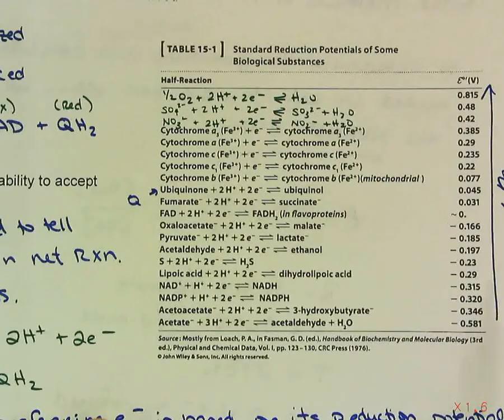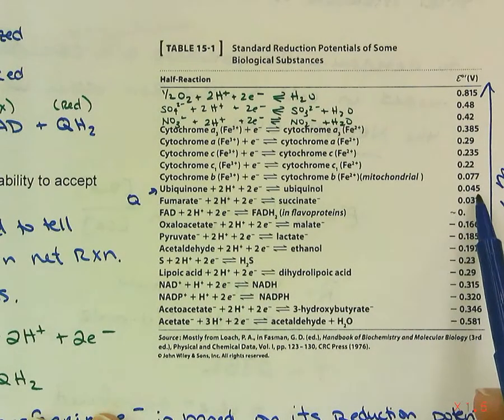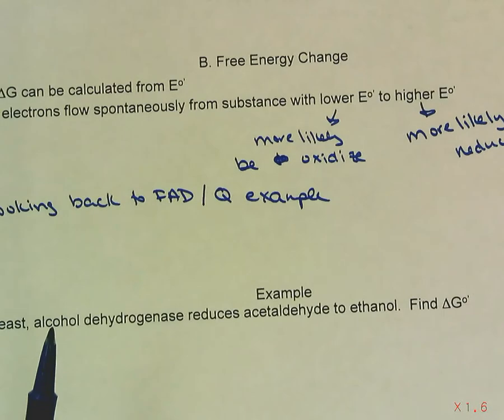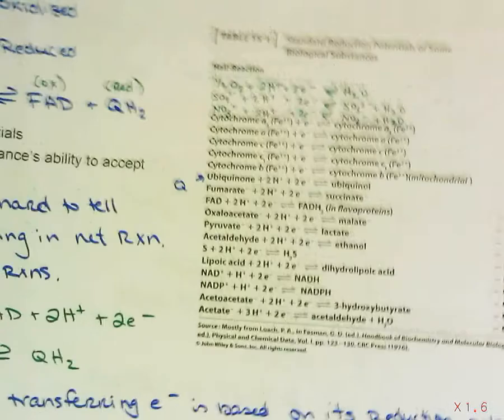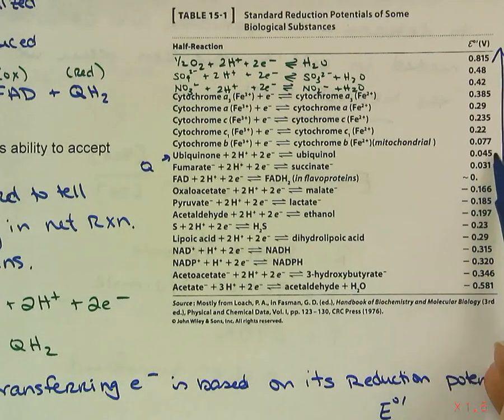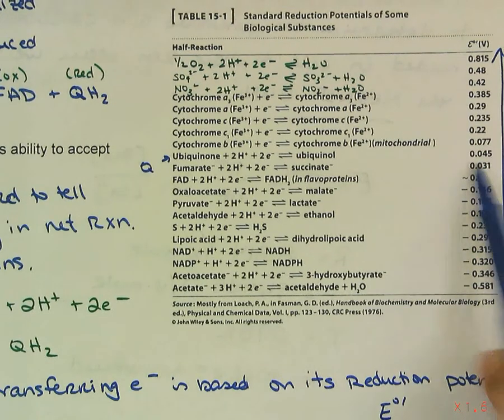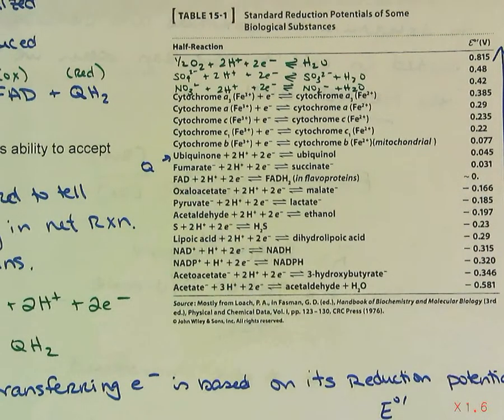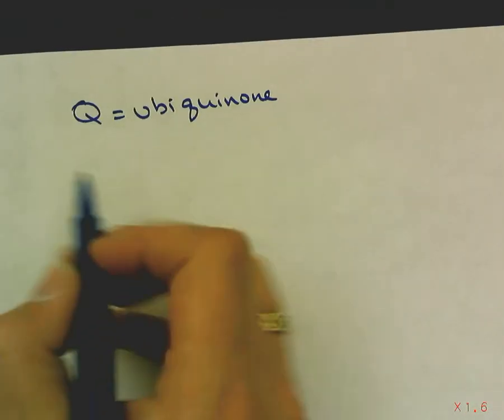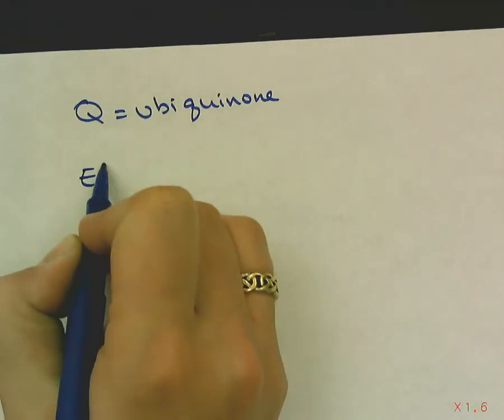So its half reaction has an E standard state prime of 0.045. So if our statement is electrons flow from low to high, and this is 0 and this is 0.045, which direction are the electrons flowing? FAD to Q or Q to FAD? FAD to Q, okay? I'll rewrite some of the information over here.